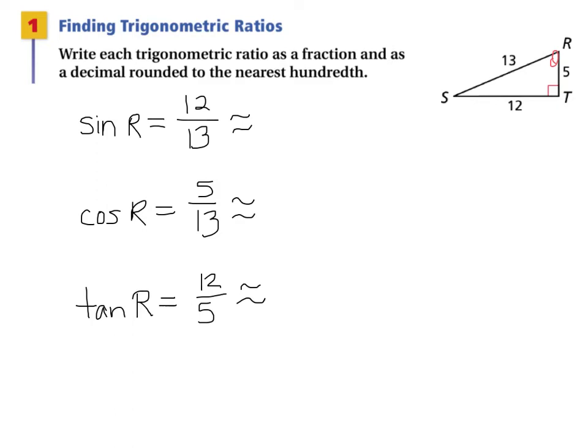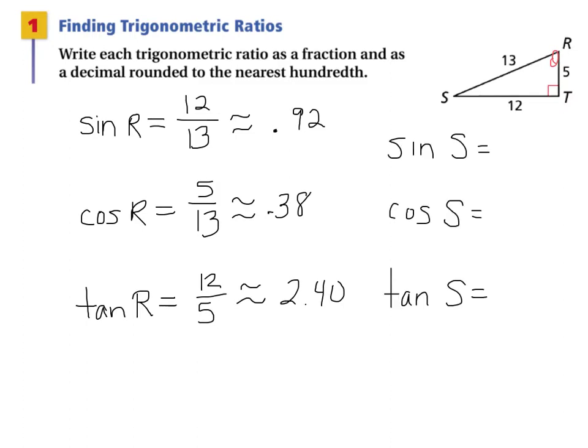Now it says that we have to divide each of these to get a decimal rounded to the nearest hundredth. So sine of R equals 12 thirteenths would be approximately 92 hundredths. 5 divided by 13 is approximately 38 hundredths. And 12 fifths is 2 and 40 hundredths.